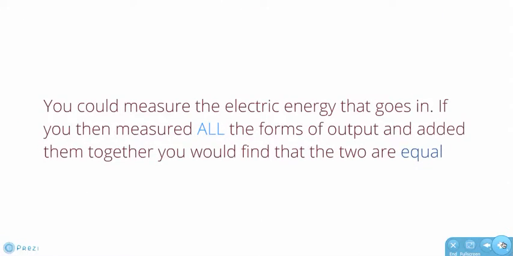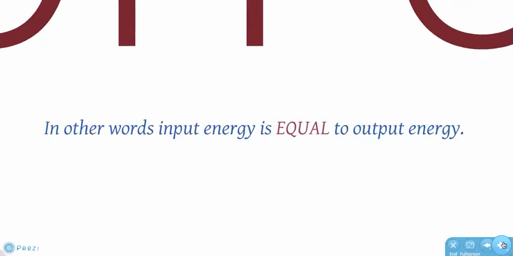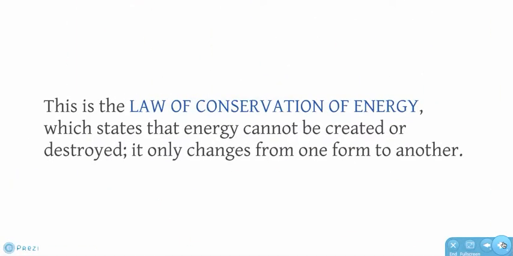So you can obviously measure the electric energy that goes in. And if you measured all of the forms of output and added them together, you would actually find that they are equal, beyond what you may think. Okay, so in other words, input energy is equal to output energy. It's kind of something that we just need to assume. And by assuming, we'll figure it out. So this is actually called the law of conservation of energy. This states that energy cannot be created or destroyed. It only changes from one form to another. That's it. Law of conservation of energy. I'm sure everyone has heard this before.